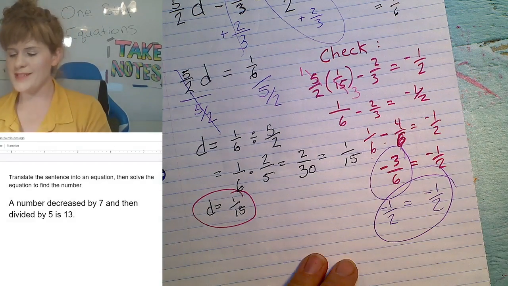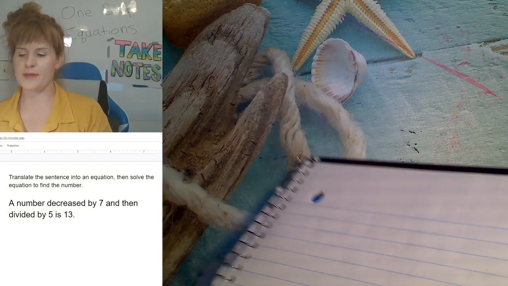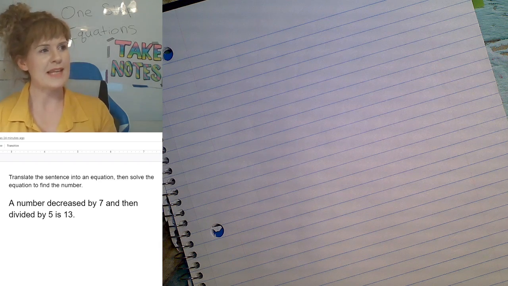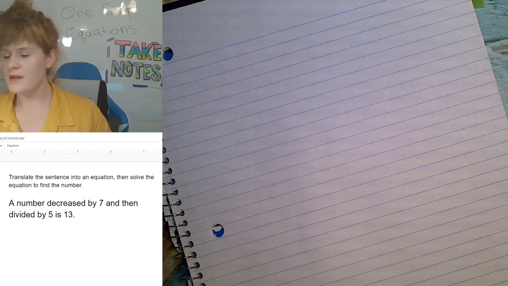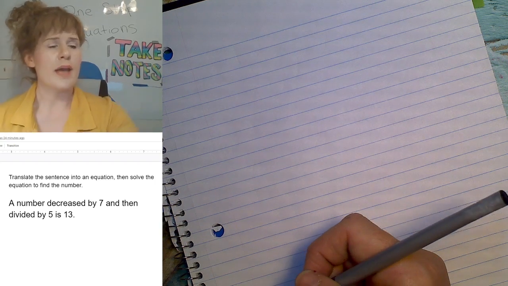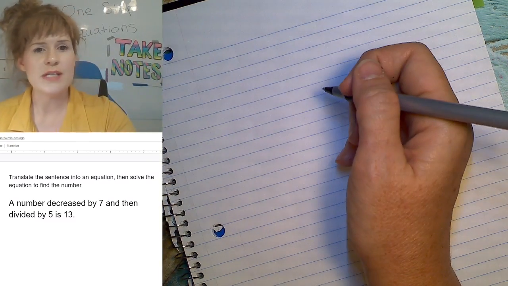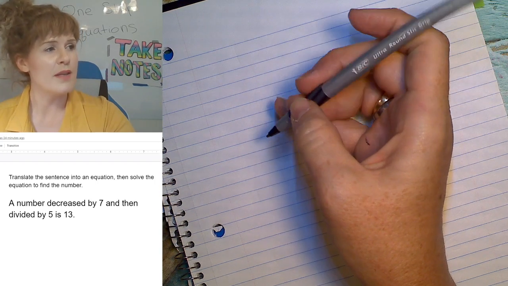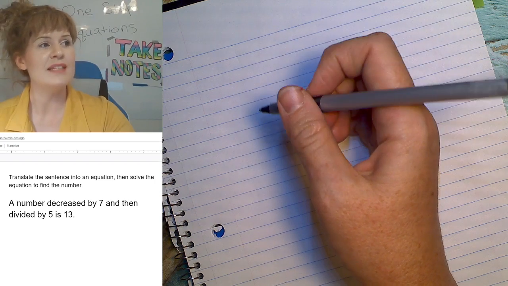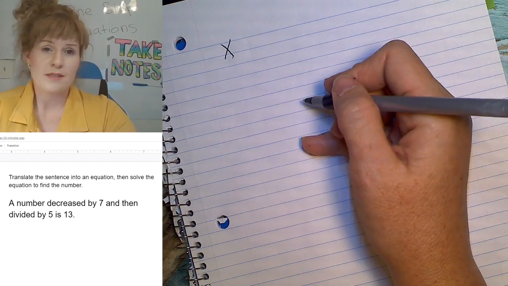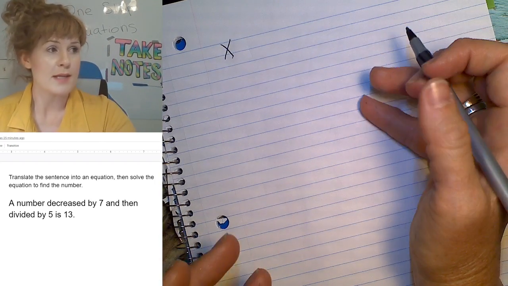Here's another problem, but this is different because you have to think about this one. Translate the sentence into an equation, then solve the equation to find the number. Okay, a number decreased by 7 and then divided by 5 is 13. When they say a number, you can just say x. Whatever the number is, we'll call it x.